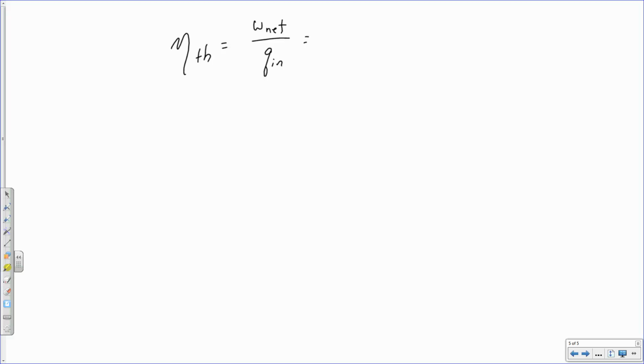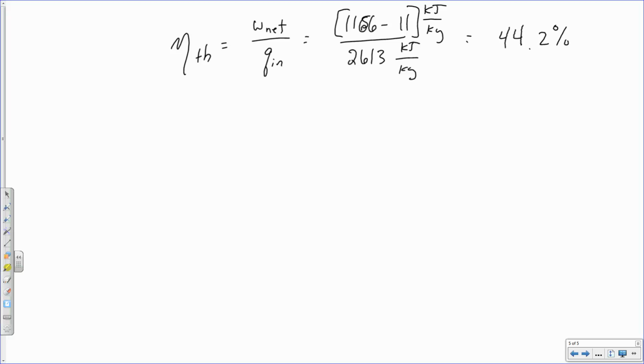Net work turns out to be, when you perform the math, 1166 minus what I said was about 11 kilojoules per kilogram, divided by Q in, which is 2613. Both the numerator and the denominator have units of kilojoule per kilogram, so we're left with dimensionless units, which is proper for our thermal efficiency. This turns out to be 44.2%, like so.